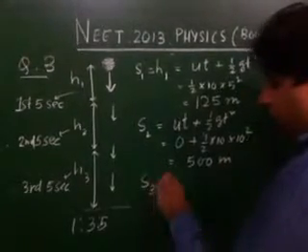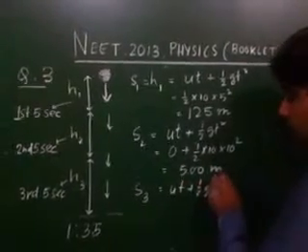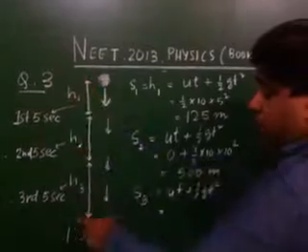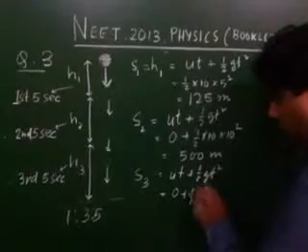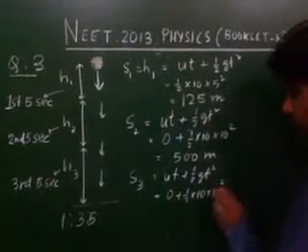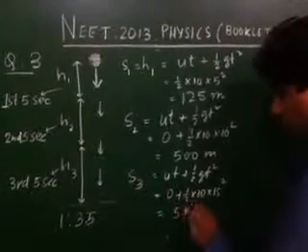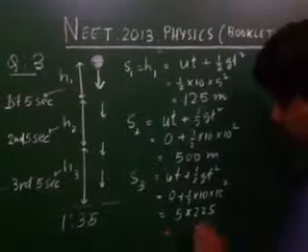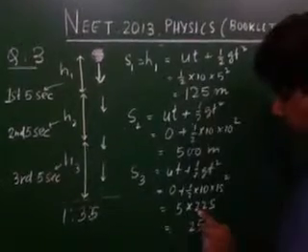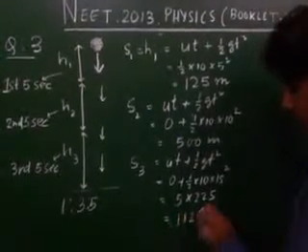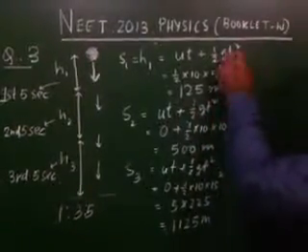Then S3 will be the same thing: ut plus half gt square. This is for 15 seconds, from the starting to this point. So in 15 seconds, how much distance will it travel? 0 plus half into 10 into 15 square. So this will be 5 into 225, which is 1125 meters.